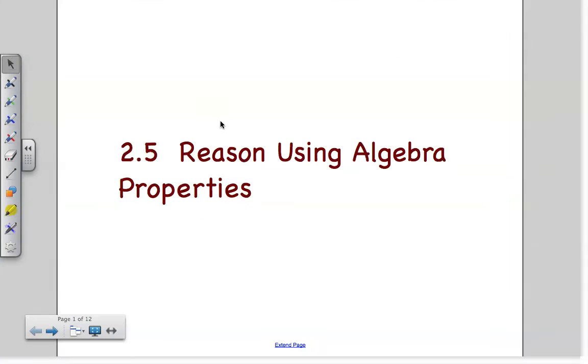In section 2.5, we're going to reason using algebra properties. This is actually the first section where we're going to start doing real proofs. The good news is that we're kind of easing into it because we're going to use properties that we learned last year in algebra, and we're actually solving some equations today, and then that's going to help us get into geometric proofs that will begin soon.